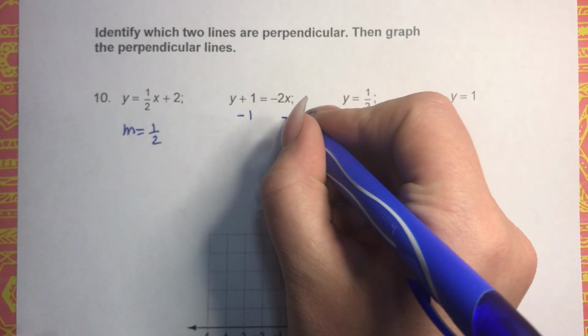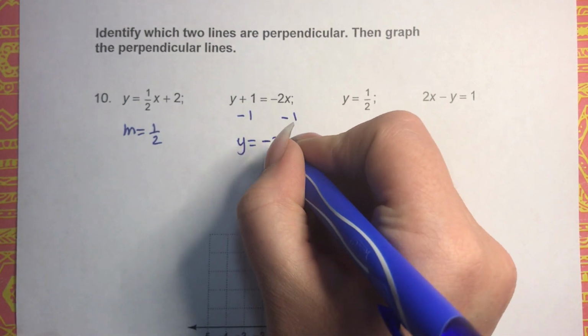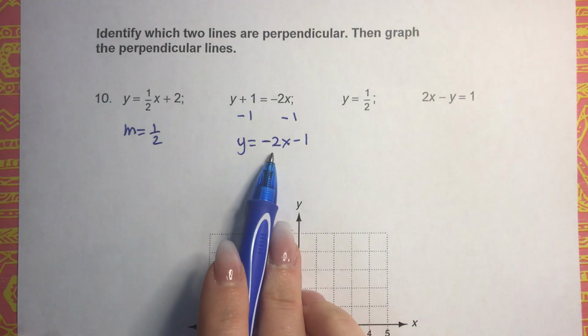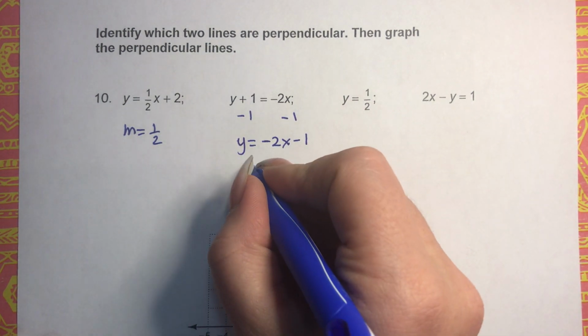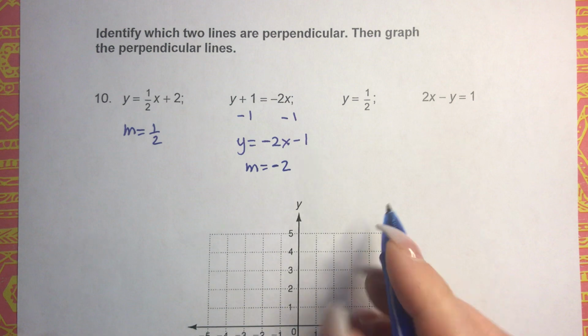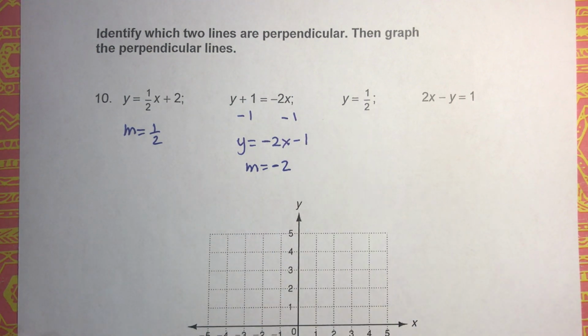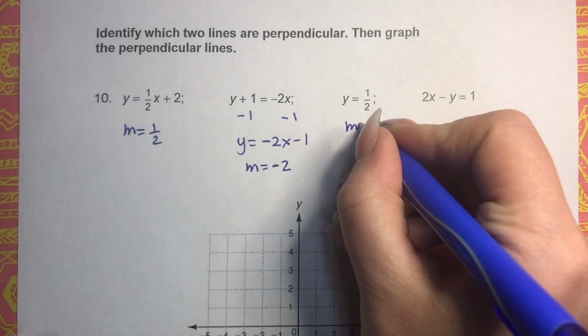So I'm going to subtract 1 from both sides. y equals -2x minus 1. That means now it's in y equals mx plus b. So we know that the slope is -2. And then, ooh, y equals 1/2 would be here. So this would be a horizontal line, which means the slope is equal to 0.